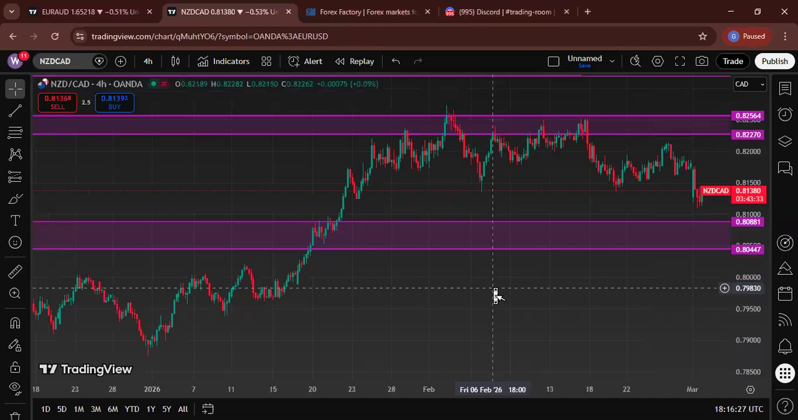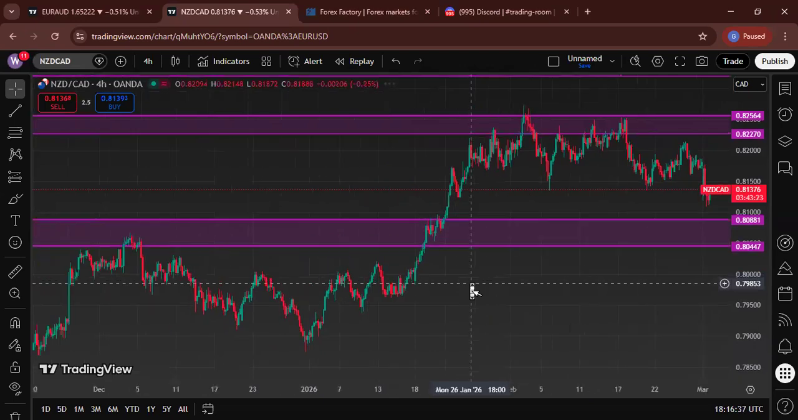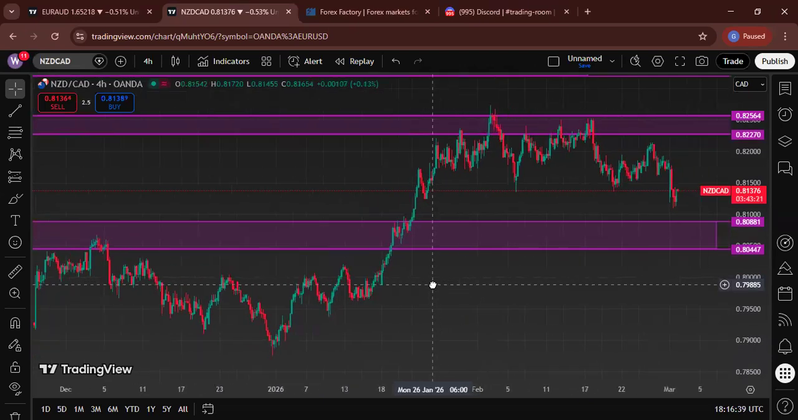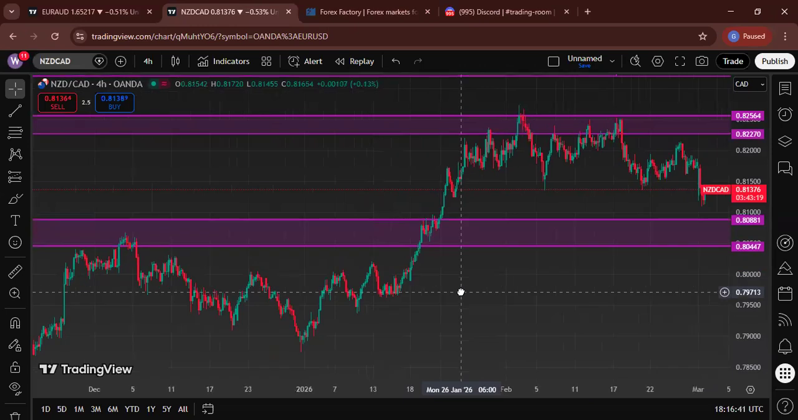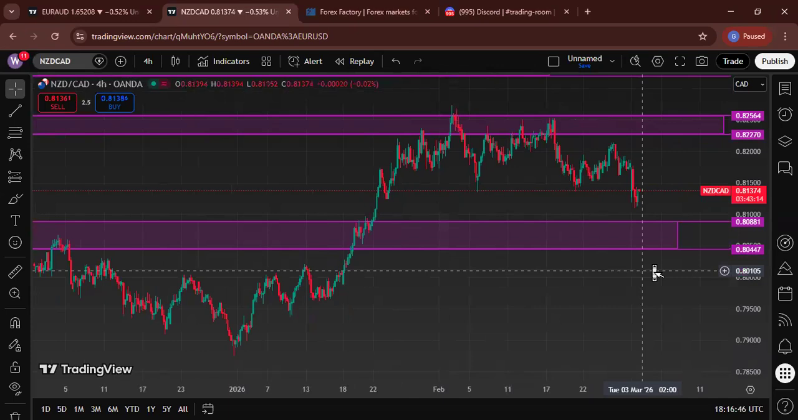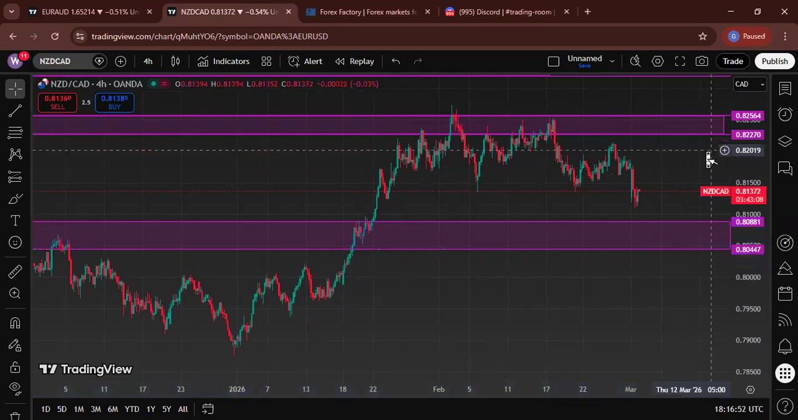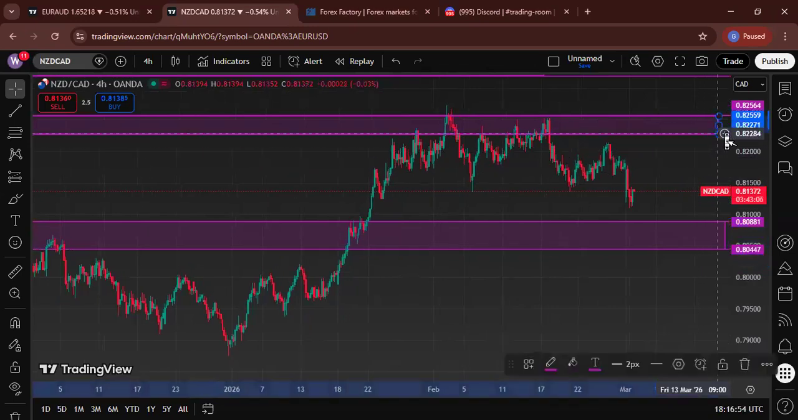Okay. But I'm seeing this one is almost in demand. Yeah, this one is almost at demand. It's just very few pips away from demand.